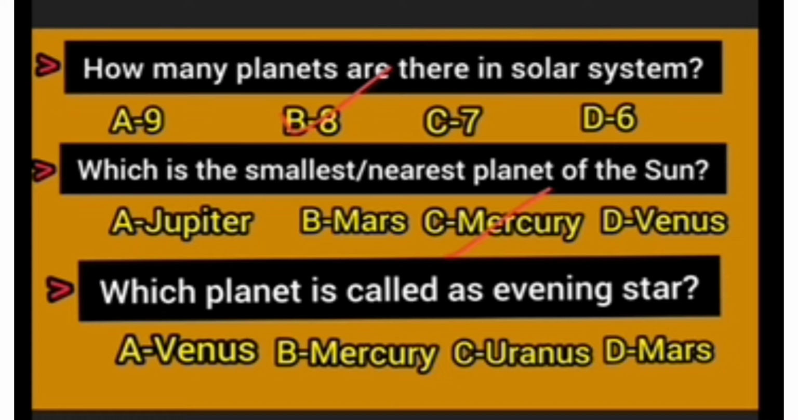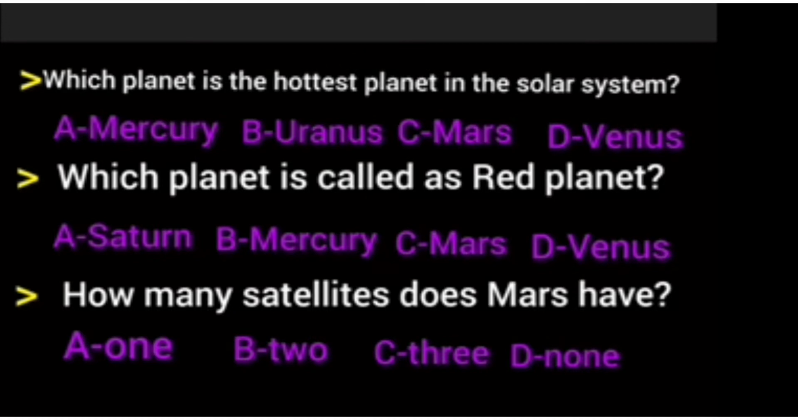Next question. Which planet is called the evening star? A. Venus, B. Mercury, C. Uranus, D. Mars. Answer A. Venus. Venus is called the morning star, bright star. Next question. Which planet is the hottest planet in the solar system? A. Mercury, B. Uranus, C. Mars, D. Venus. Answer D. Venus.